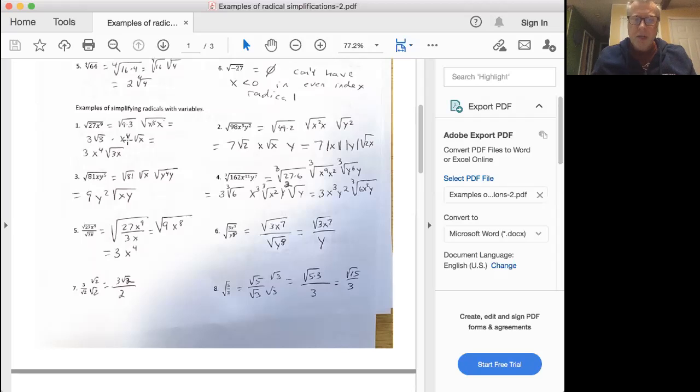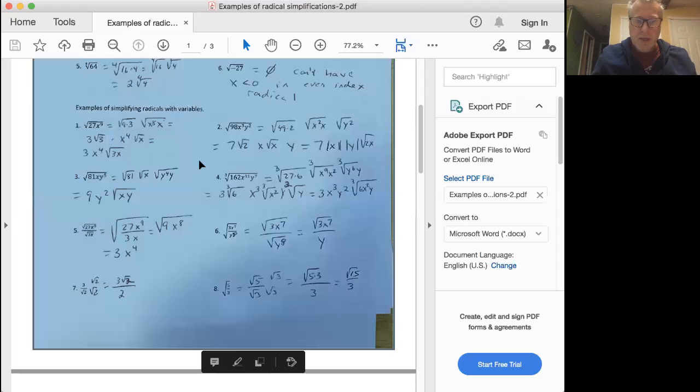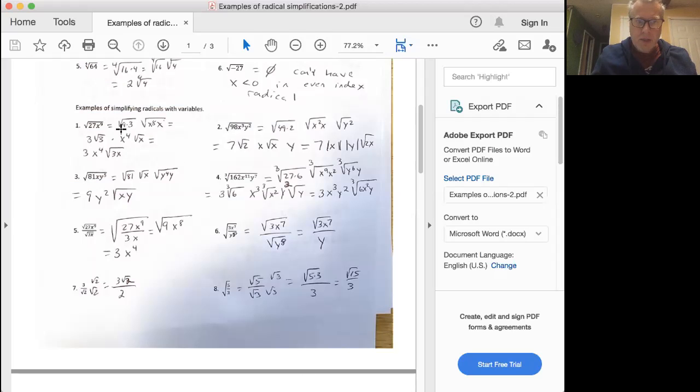So now we put it all together. This 3 right there, that was in the square root, so it goes back in the square root with the x. This 3 was outside the square root, and the x to the 4th was outside the square root, so you get 3x to the 4th. So let's try that again.